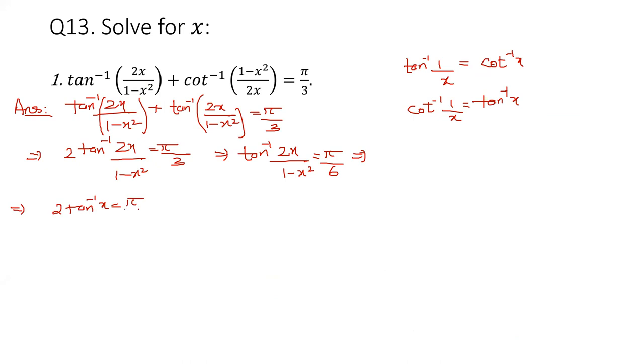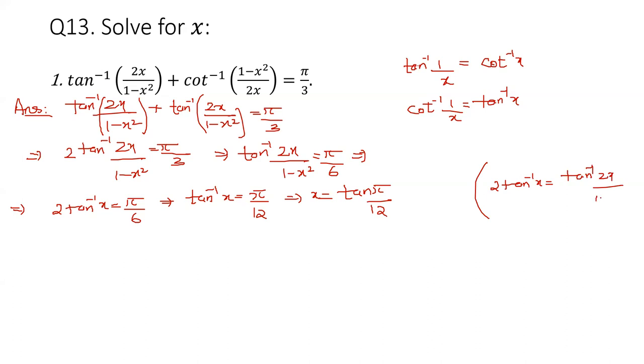This is equal to pi by 6. So this will become tan inverse x is equal to pi by 12. So you will get x is equal to tan pi by 12. Next you need to find this value, 10 pi by 12. And in the bracket, please write this formula that 2 tan inverse x is equal to tan inverse 2x by 1 minus x squared. Please find this value, pi by 12 means 15 degree. So x is equal to tan 15.